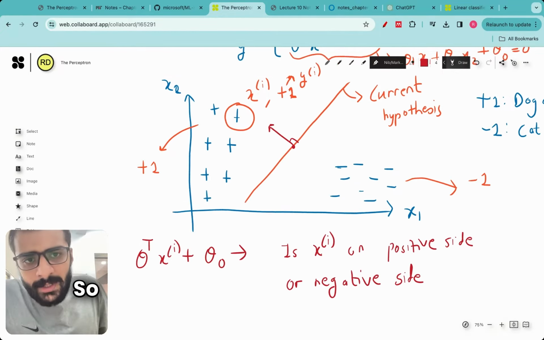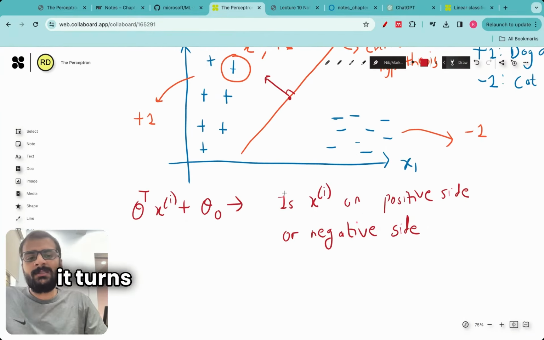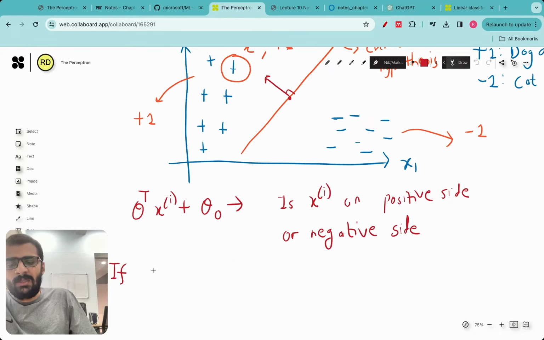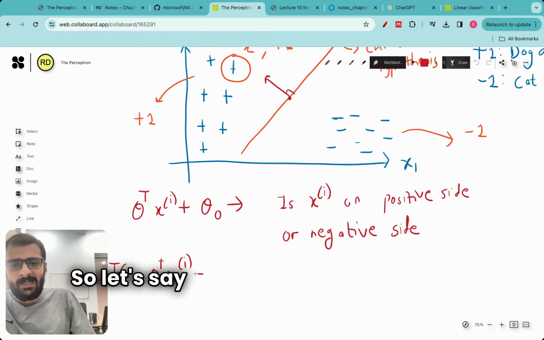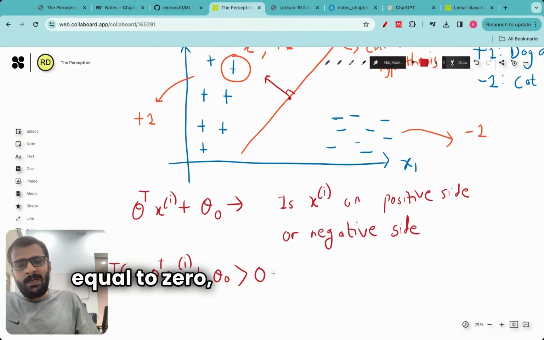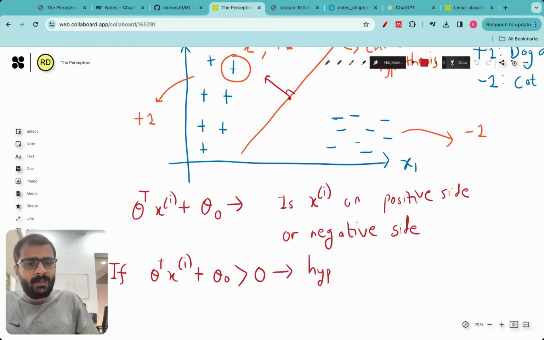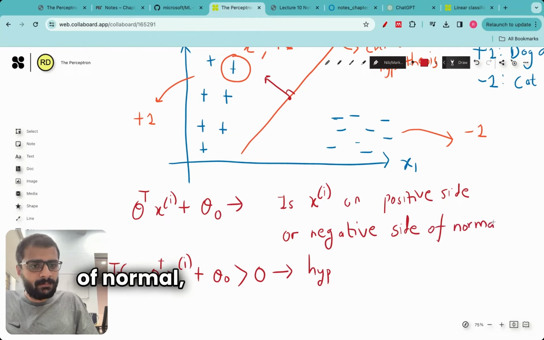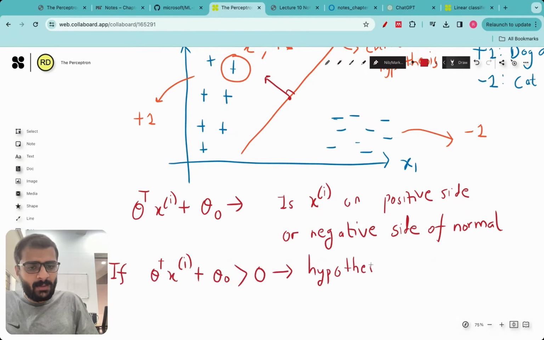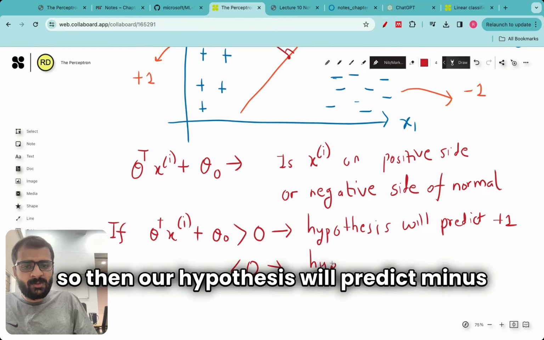So this is our hypothesis, and if we plug xi into our current hypothesis and it turns out that theta transpose xi plus theta naught is greater than 0, it means that xi is on the positive side of the normal, which means that our hypothesis will predict plus 1. And if this is less than 0, then our hypothesis will predict minus 1.